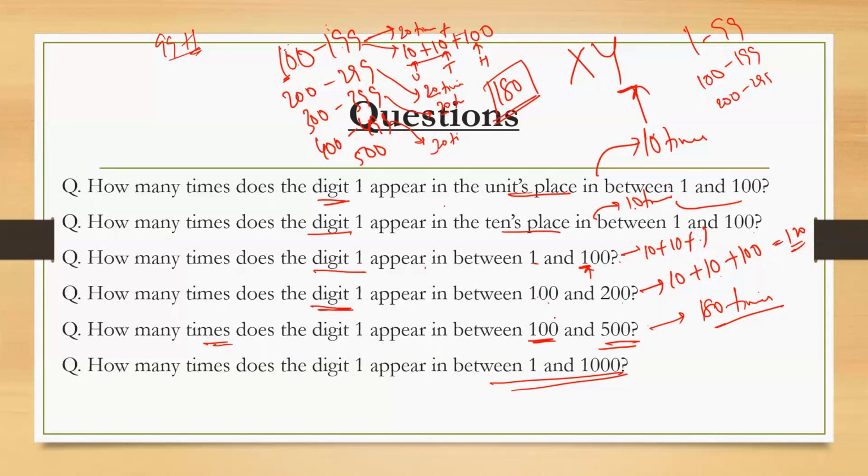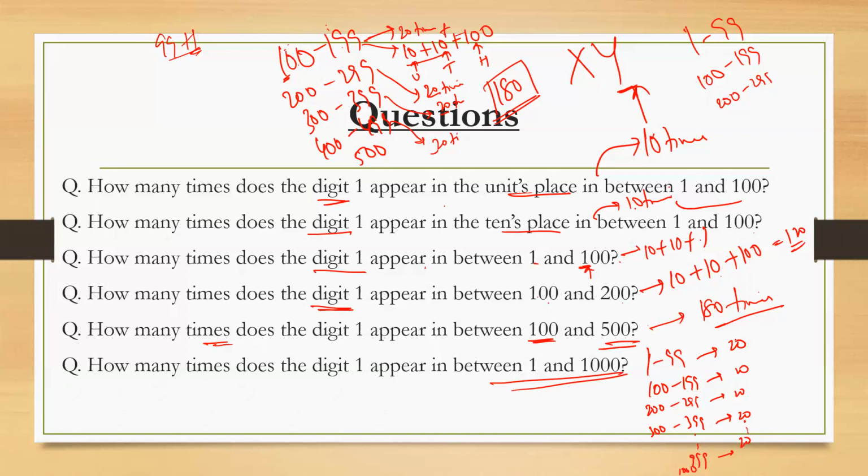Okay. So here what we have done, again, the same exercise, 1 to 99, 20 times. 100 to 199, 20 times. Now, from 200 to 299, again 20 times. Okay, 300 to 399, again 20 times. Like this, you will go till 999. And then you have 1,000 also, 20 times.